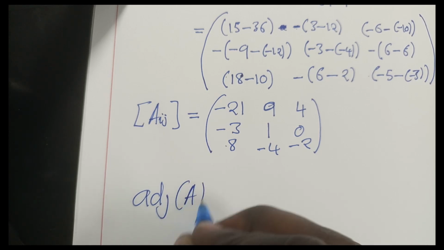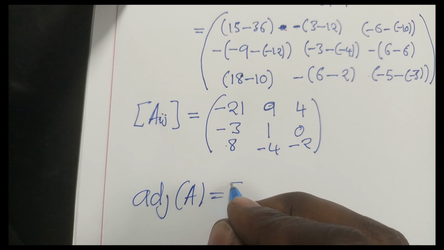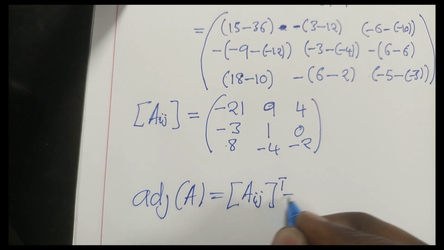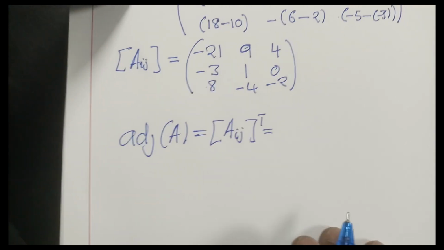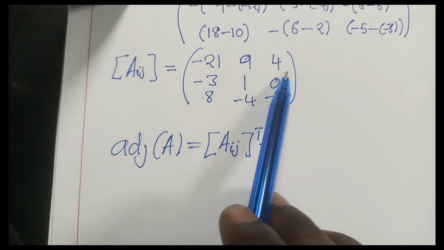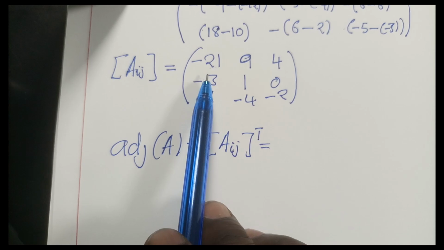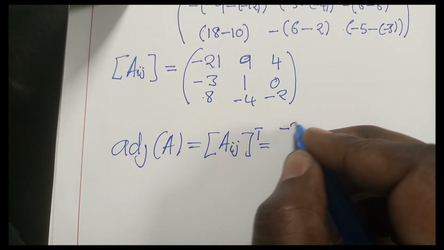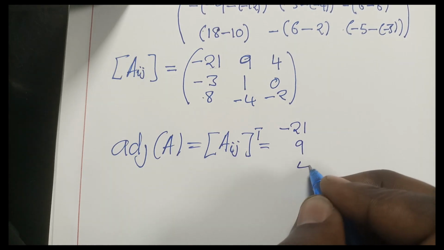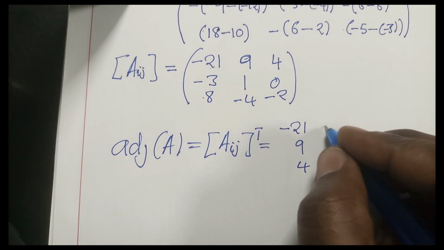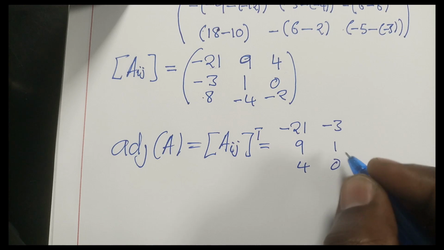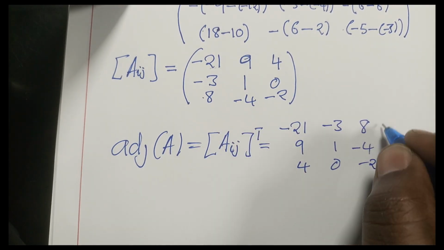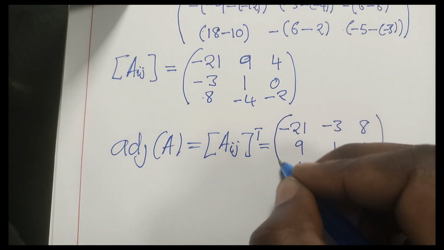The adjoint of A will be the transpose of the matrix of cofactors. So transpose is simple, it's just writing every row as a column. So this row will be written as a column. So this negative 21, 9, 4 will be written as negative 21, 9, 4. Then this will be written as minus 3, 1, 0. Then this will be written as 8, minus 4, minus 2. So this is the adjoint.